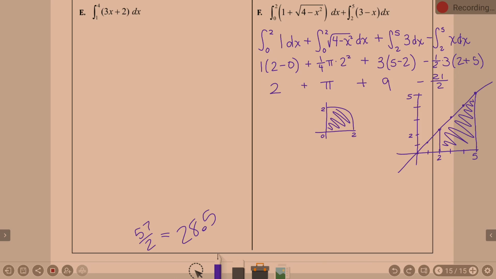I agree. So if I do, what? 4 halves plus pi plus 18 halves minus 21 halves. If I haven't made any mistakes, 1/2 plus pi. Pi plus 1/2. That was definitely more worthy than doing the neat one, just saying. Okay. And that leaves us 3 minutes to get E done.